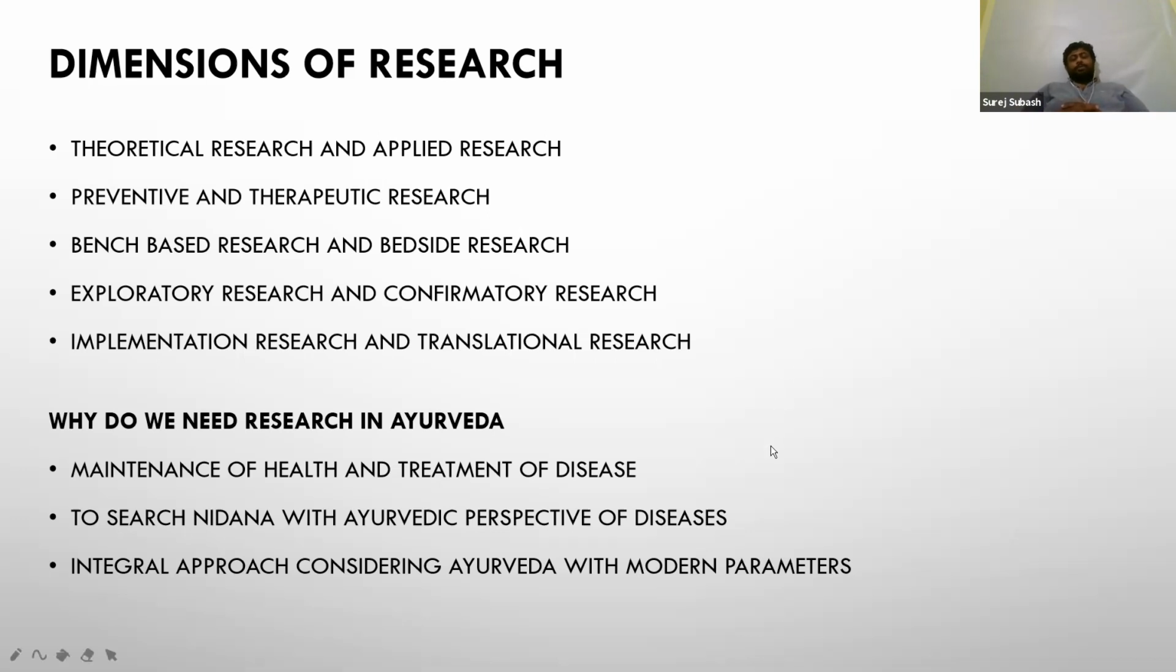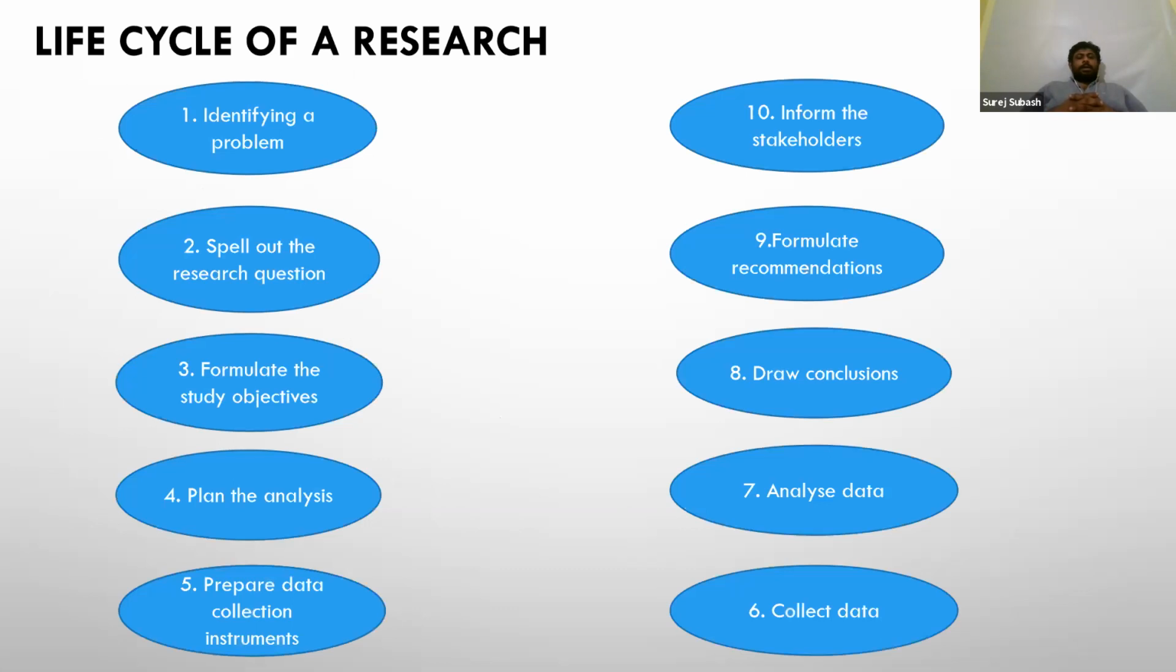Okay. Now, before moving on to the research question or research problems, we'll go through the life cycle of a researcher. How does a research actually form? How does it come about? Doctor, next slide, please. So you can see that it's a flowchart kind of thing. The first one is you identify a problem.